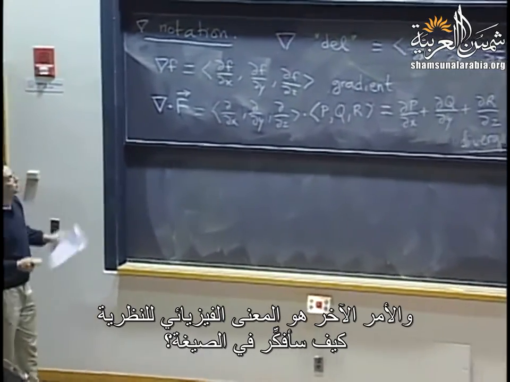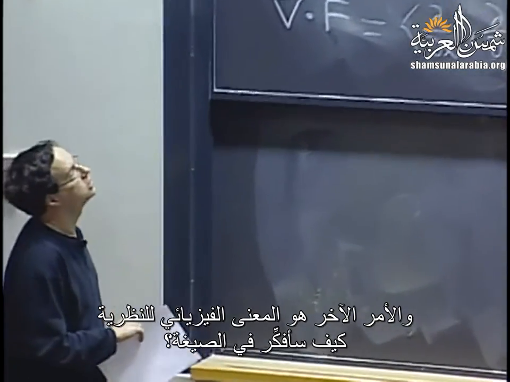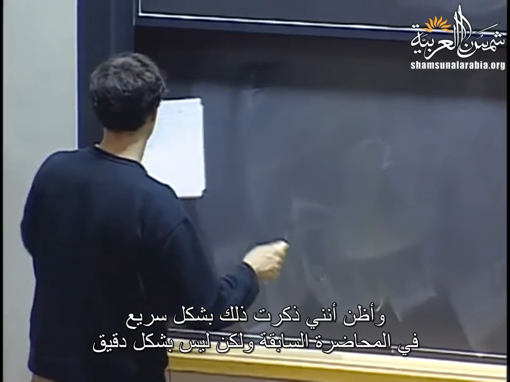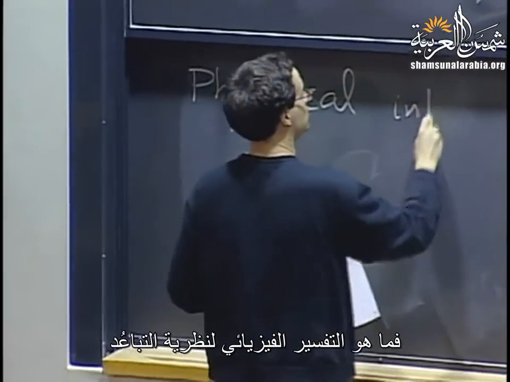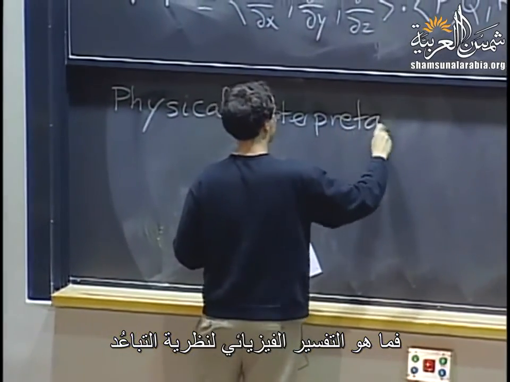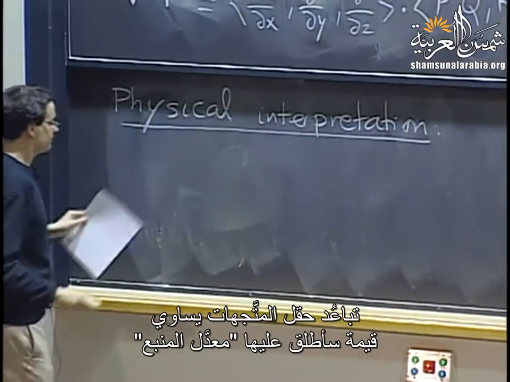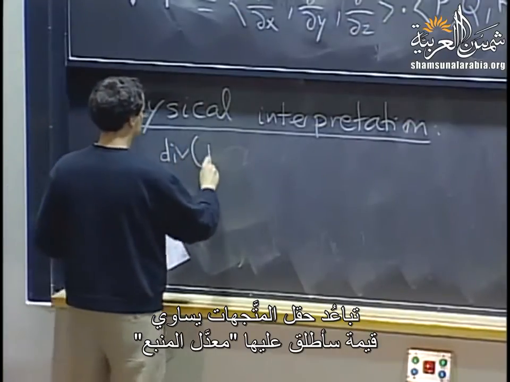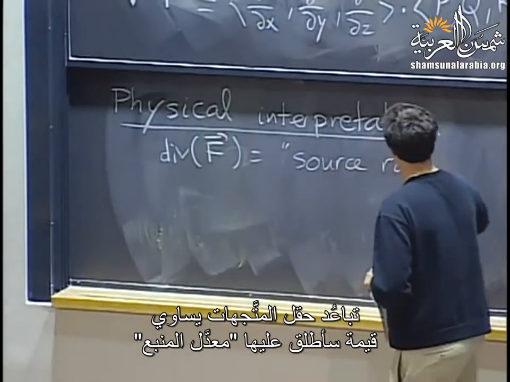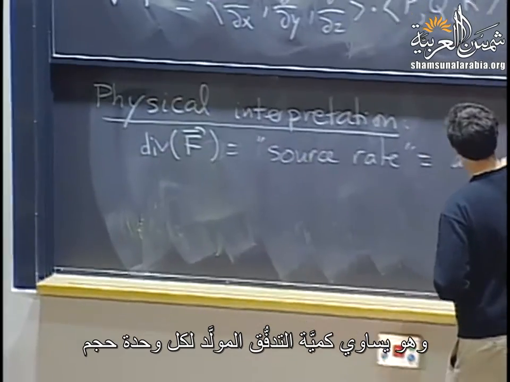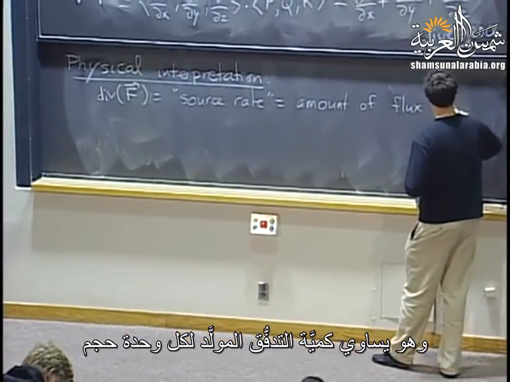Okay, so the other thing I wanted to say is, what does this theorem say physically? How should I think of this statement? I think I said that very quickly at the end of last time, but not very carefully. So what's the physical interpretation of the divergence theorem? I want to claim that the divergence of a vector field corresponds to what I'm going to call the source rate, which is somehow the amount of flux generated per unit volume.